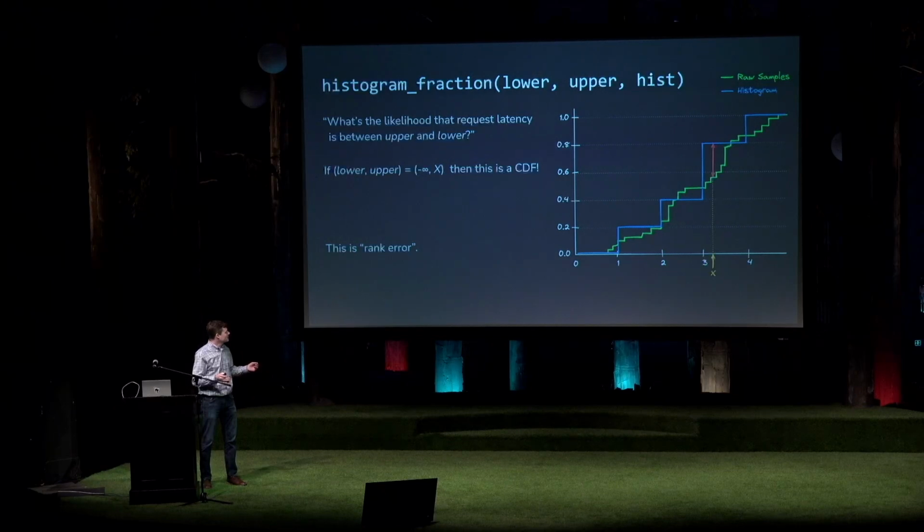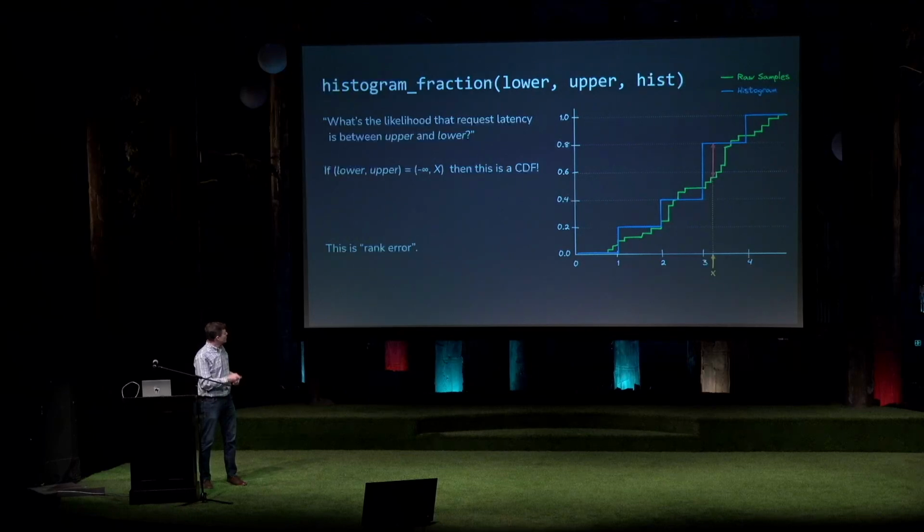But it's important to emphasize that this is an approximation still. It's an estimate of what the actual rank is. And as you can see here, there is a difference between the raw samples and the histogram. And this difference is called rank error. And if you look at a lot of studies around the accuracy of histograms, this is mostly what they call out. And also the Kolmogorov-Smirnov test, the KS test, is also based on rank error.